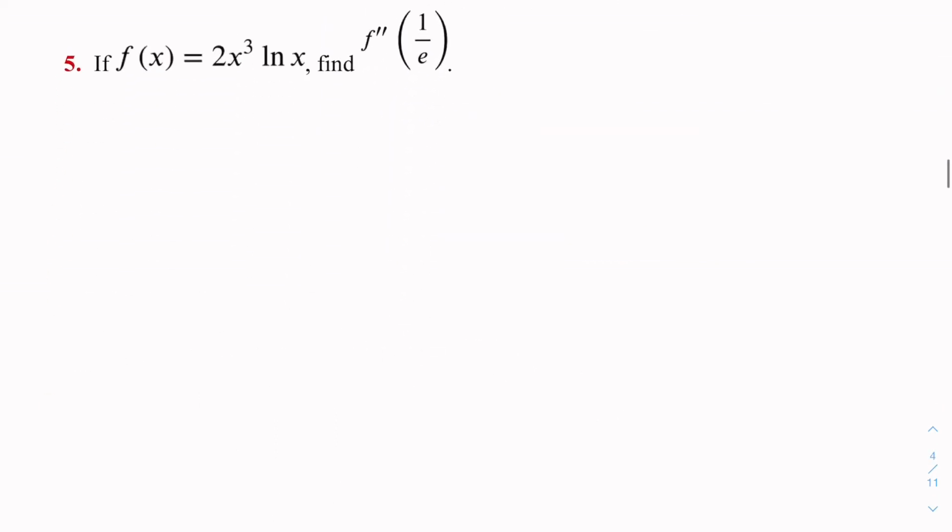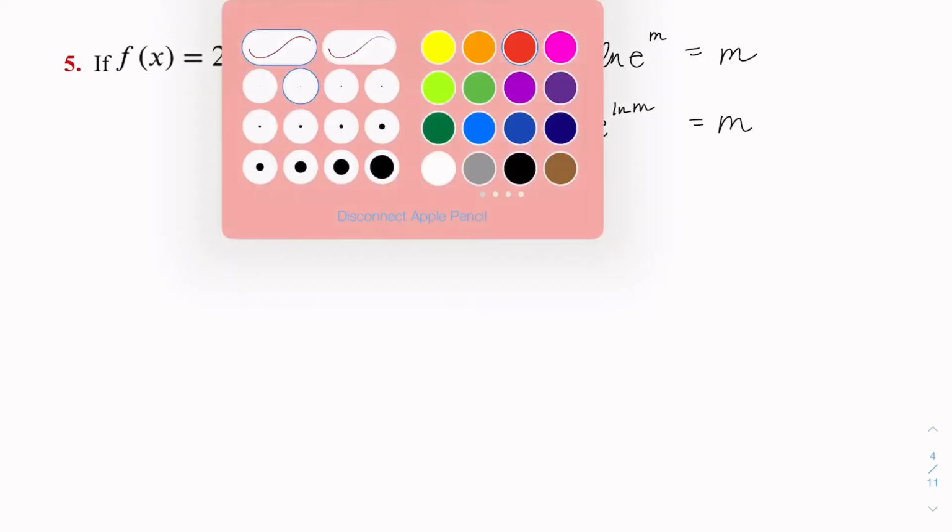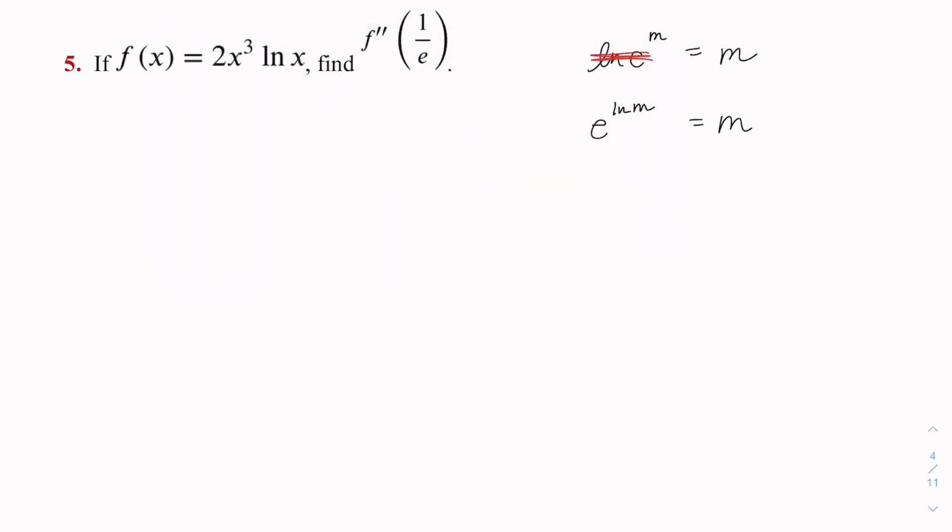All right, number 5. Given this function f of x, find the second derivative evaluated at 1 over e. Okay, this is going to be important in this problem. I just want to remind you of 2 basic formulas, which are that the natural log of e to the monkey gives me just monkey. And similarly, e to the power of natural log of monkey is also monkey. So these are 2 properties which rely on natural log and e being inverses of each other, so they cancel out. And that's how that pretty much works. So let's keep that in mind as we do our problem.